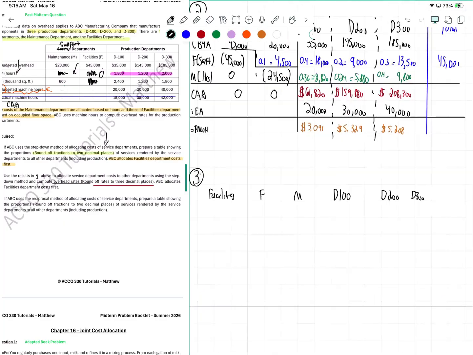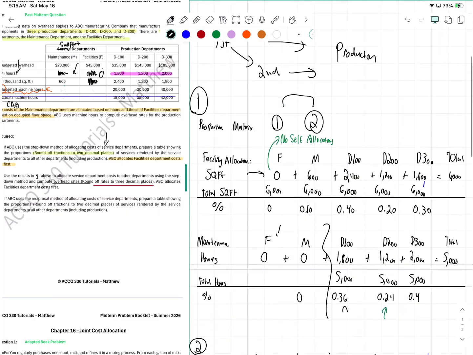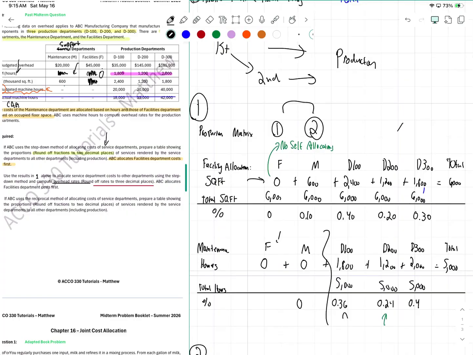And then we'll put total. Okay, now, guys, the good thing here about the facilities allocation matrix, about allocating facilities, is that because facilities was the very first rank, the proportion matrix is going to look the exact same whether you do step down or reciprocal. Since facilities is the first rank in the step down method, the allocations are going to be the exact same.